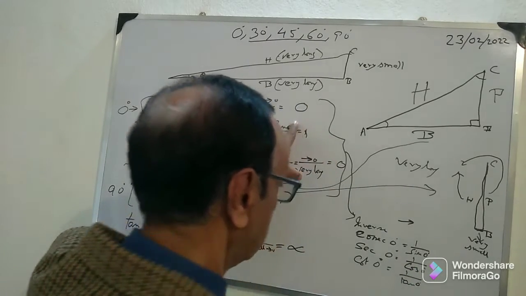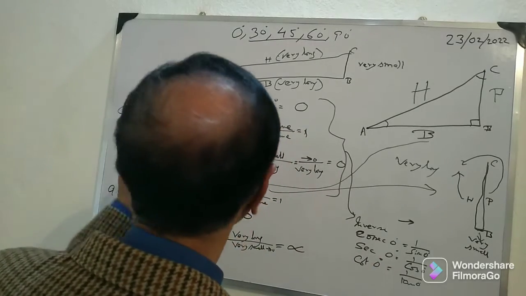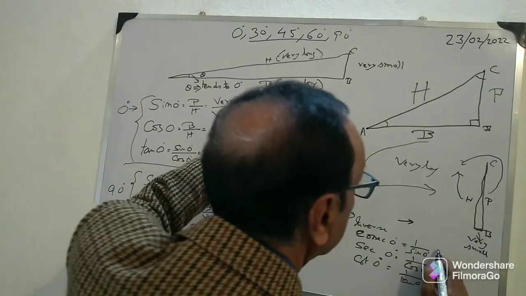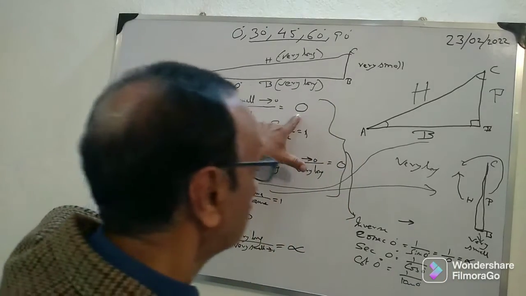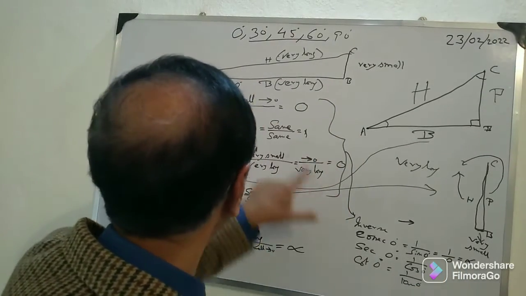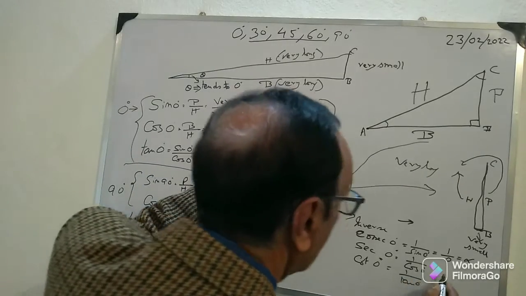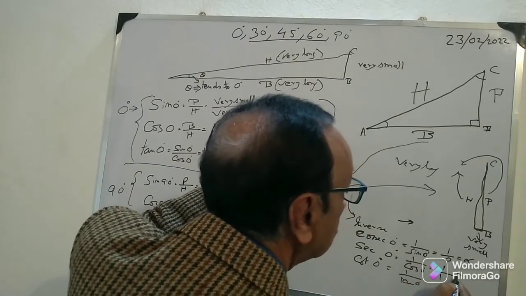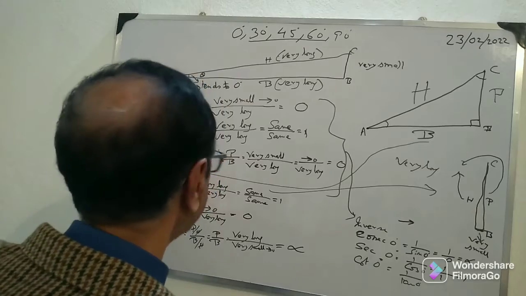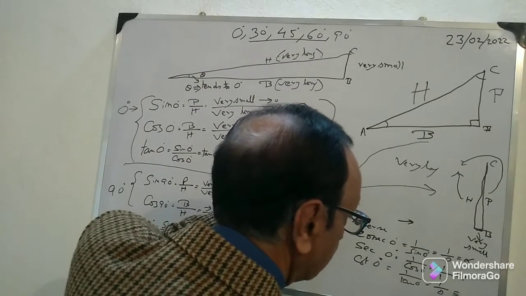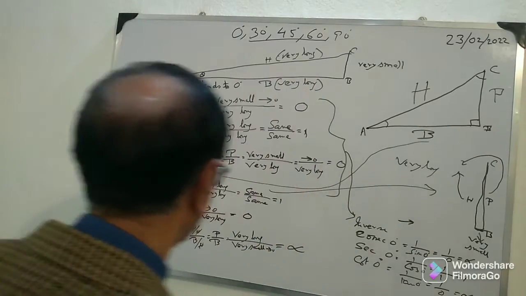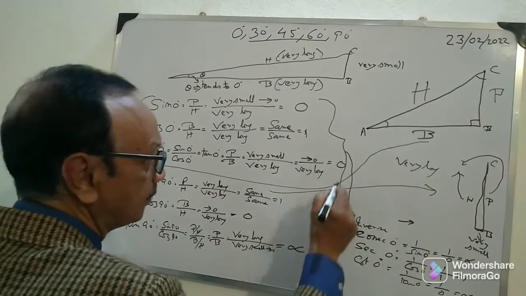Just simply see, for cosec 0 it is 1 by 0. The 1 by 0 is infinity. You can follow? And sec 0 is 1 by cos 0, 1 by 1 is equal to 1, and cot 0 is 1 by tan 0. Tan 0 is 0, so it will be 1 by 0. Again it will be infinity. Can you follow? Okay.